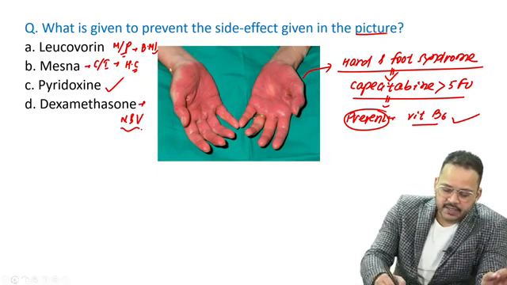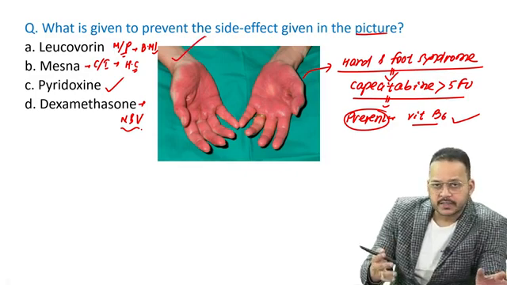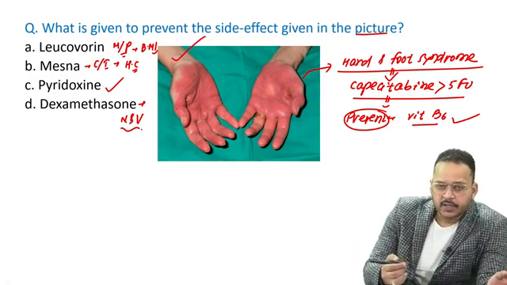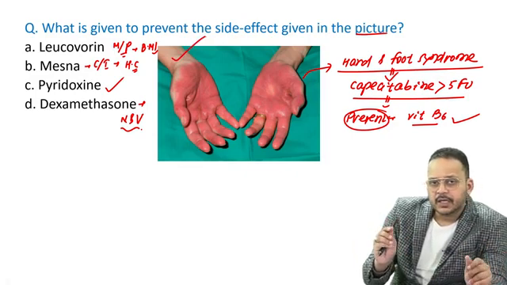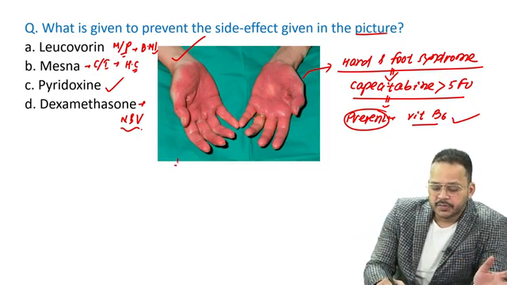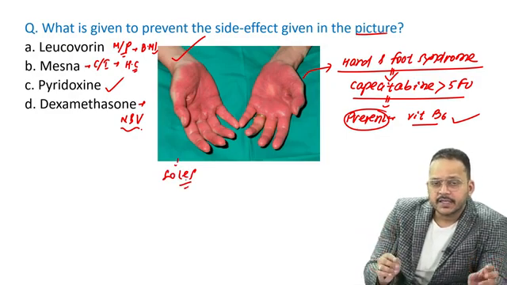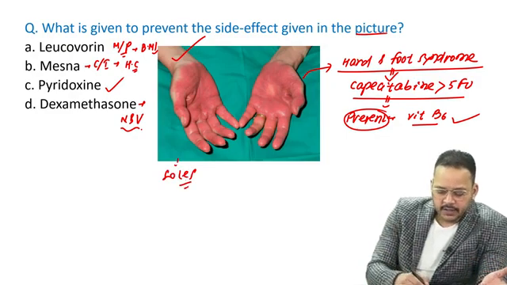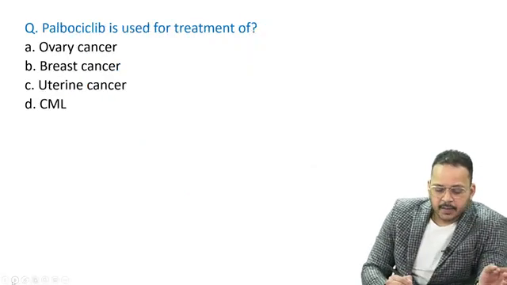So this has a high probability of being asked. Sooner or later, they will ask you. You will see the palms and soles. If palms are not in the options, they can also give you soles, which are bright red in color like this. There is desquamation, and it is a highly painful condition.